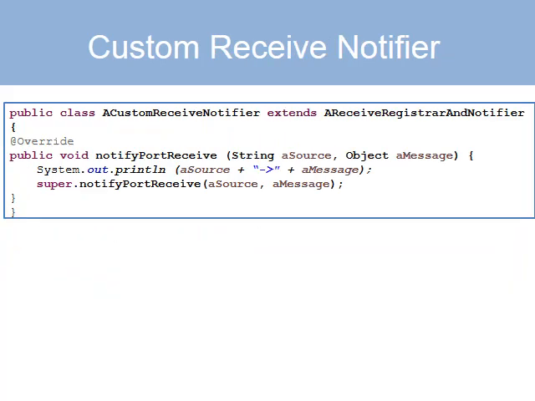And a custom receive notifier does nothing else but tell us where the message came from. So it says source gave you this message, and again it calls super. So it doesn't do much in the customization code, but in your assignment you have to do something interesting.